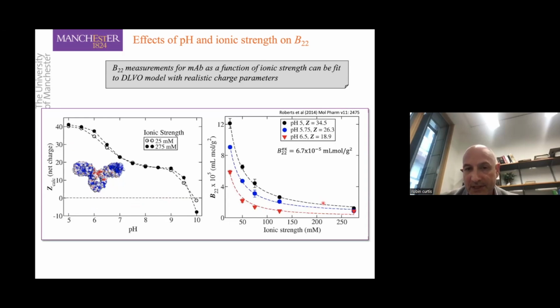And so for this particular system, we looked at how well DLVO theory could work. What we do is fit the ionic strength dependence of the second virial coefficient at a fixed pH to determine a charge parameter. And you find that the fit value of the charge parameter to capture this ionic strength dependence kind of agrees with what you would expect if you calculated the charge on the protein based upon the pKa values. And so it does seem like DLVO theory works relatively well to explain the behavior of this particular mAb.